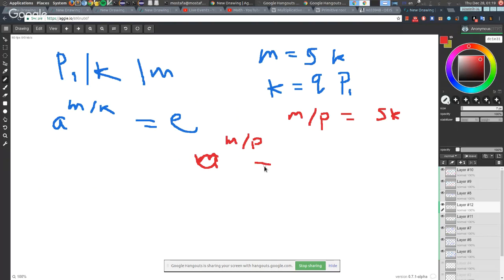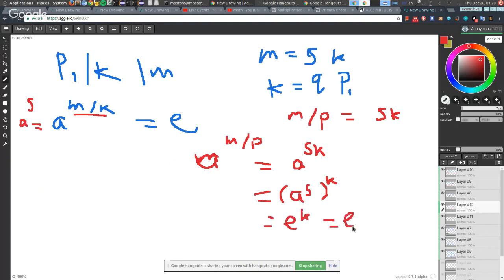So this is equal to k. And basically here we have that a to the power of s, raised to the power of k. And the s here is equal, so this value. So this is a to the power s. So here we have that it is equal to the identity to the power k. So this is equal to the identity.